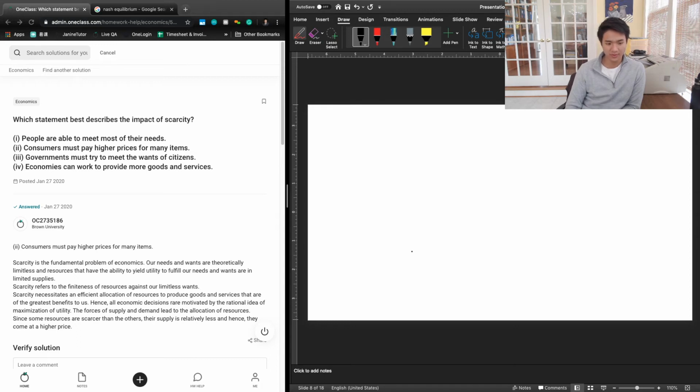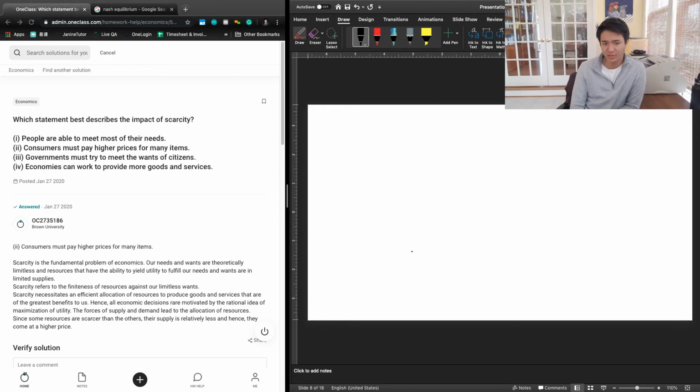So let's take a look at the previous tutor's answer. They said consumers must pay higher prices for many items. Scarcity is the fundamental problem of economics. Our needs and wants are theoretically limitless, and resources that have the ability to yield utility to fulfill our needs and wants are in limited supply. It's a really good kind of breakdown of what scarcity is.